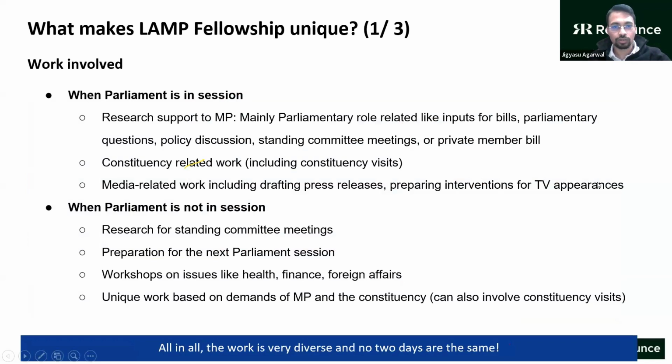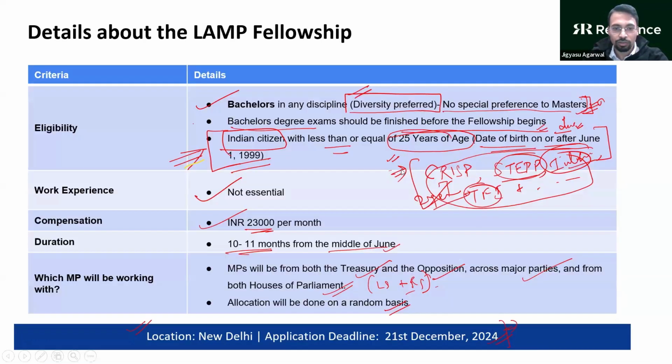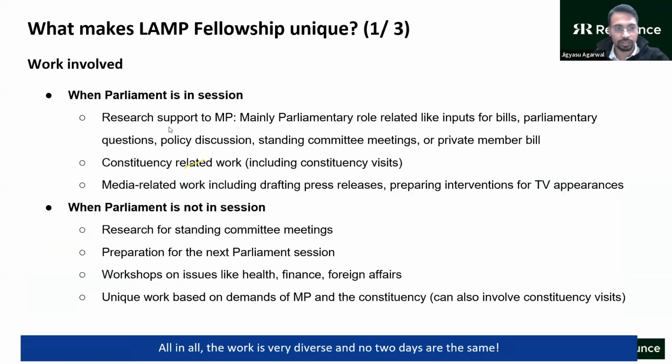So what makes the LAMP fellowship unique? From this, you might have got an idea that nothing seems very lucrative about it. The stipend is just 23,000 rupees. It is also just for a 10 to 11 month opportunity. So why so much buzz? Why are we doing this masterclass only for this fellowship and not for any other fellowship? Because there is a lot of substance beyond these numbers.